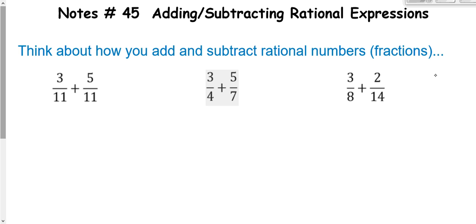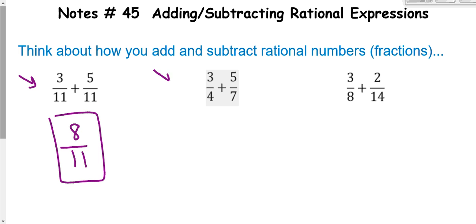So what we want to do before we add and subtract rational expressions is remember how we add and subtract rational numbers. So how do we add fractions? So let's take a look at the first one. Remember that to add and subtract fractions, you need to have a common denominator. And if you have a common denominator, all you need to do is add or subtract the numerators. So we have a common denominator on the first one, and all we need to do is add the 3 and the 5, and we get 8/11ths.